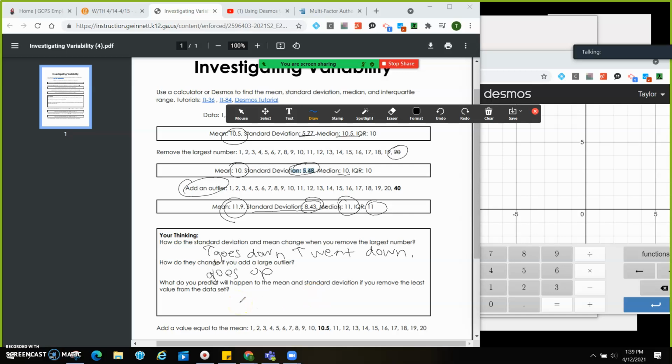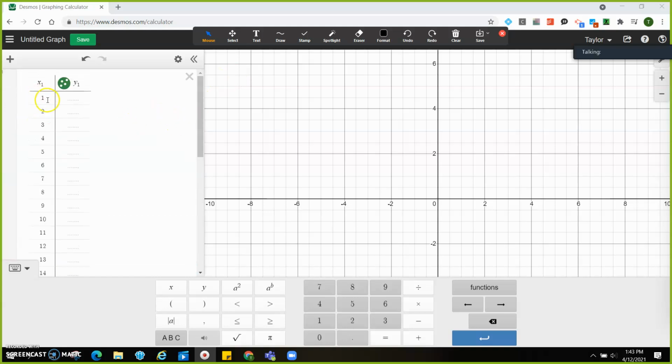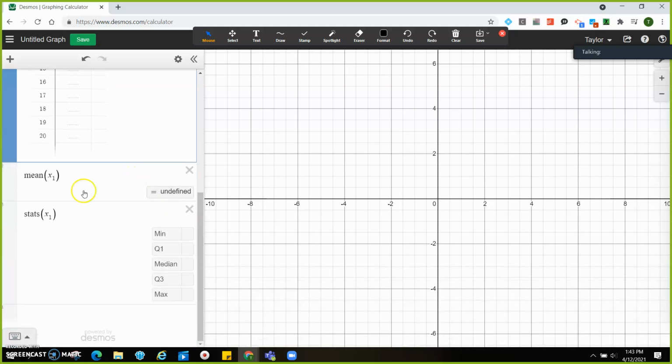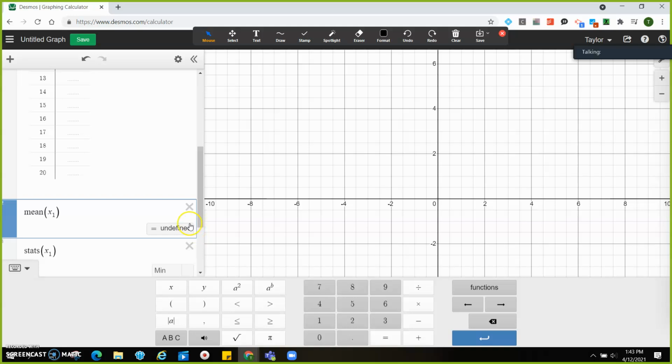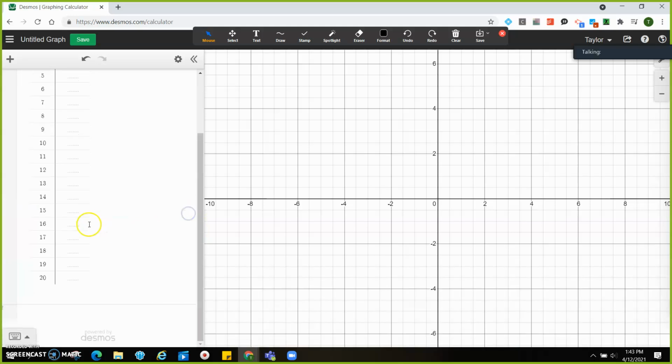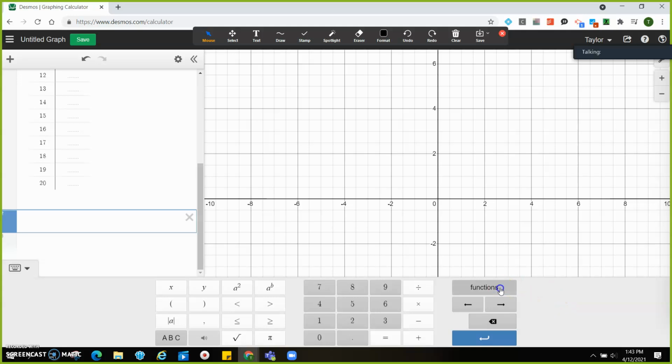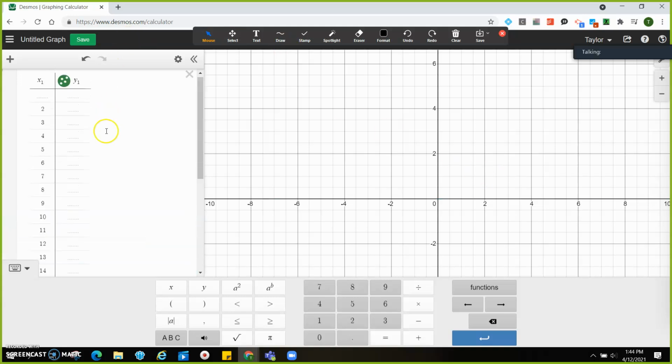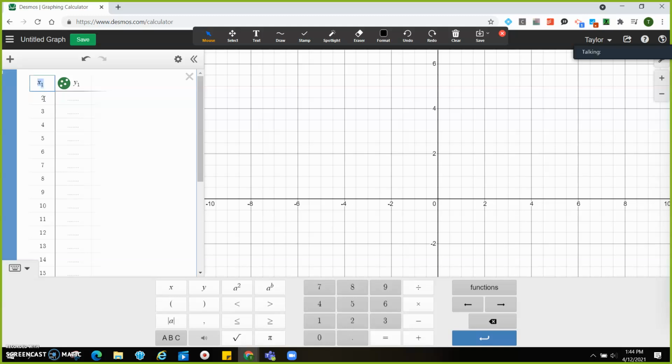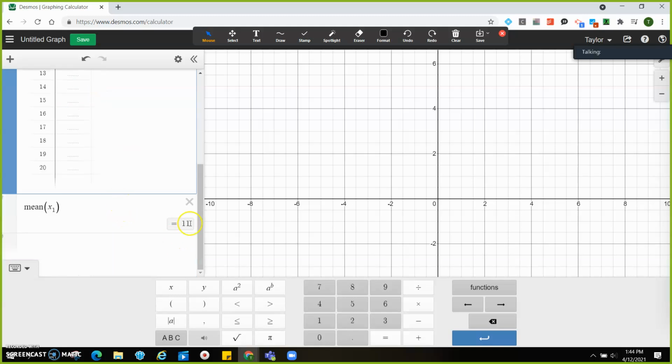And what do you predict will happen to the mean and standard deviation if you remove the least value from the data set? Let's go ahead and check and see what happens. So if I took out this one, I would come in here and run all of this again. I say stat, mean, x sub 1. It says undefined because we have a blank space up here. There we go. So we come down here, that would be 11.